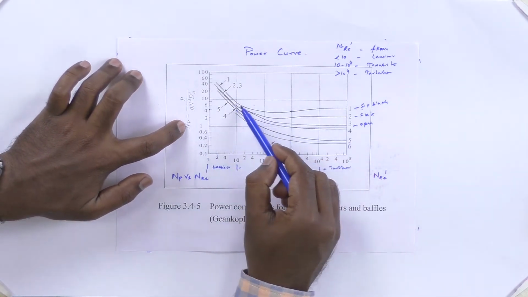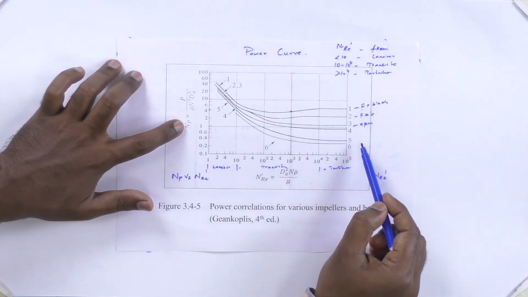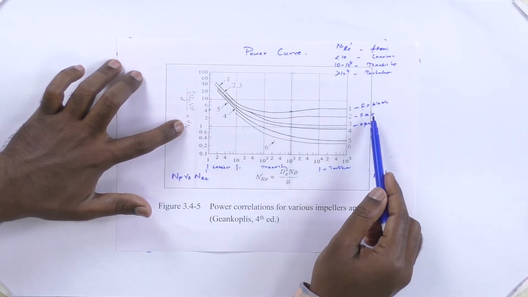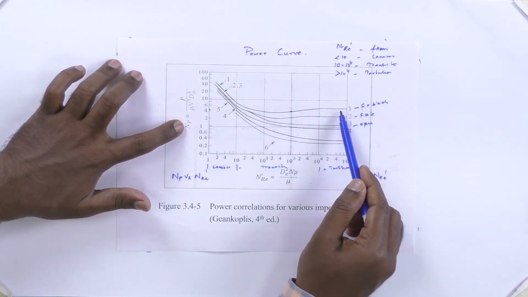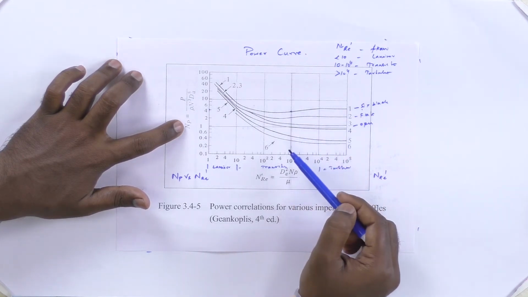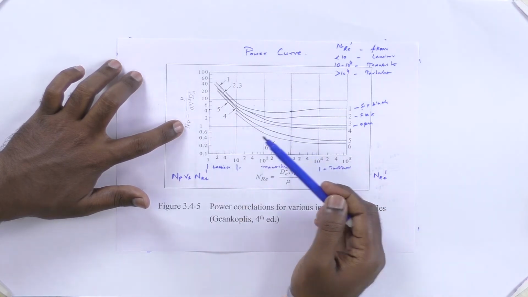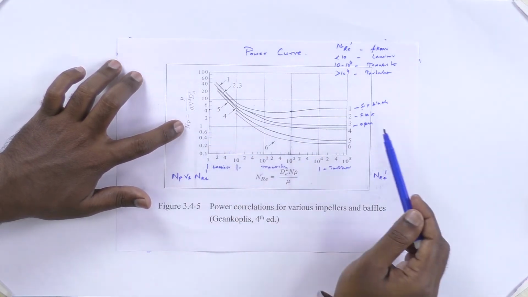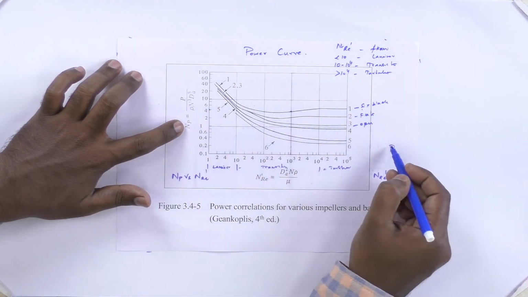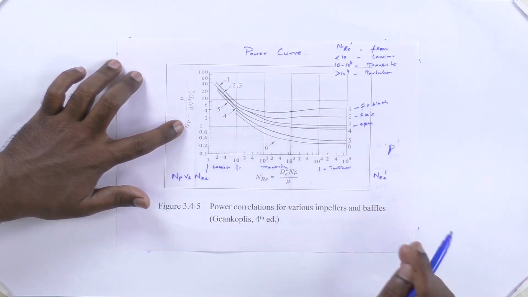The power curve consists of different curves. Each and every curve is unique for each and every impeller type. So we first need to identify the impeller type, and then select the corresponding curve. If it is a 6 blade impeller, then we select the first curve, and corresponding to the Reynolds number, we identify the power number, and using this power number, we calculate the power required. Using the power number formula, we calculate the total power required for the agitation system. So this is how we need to do the problem.